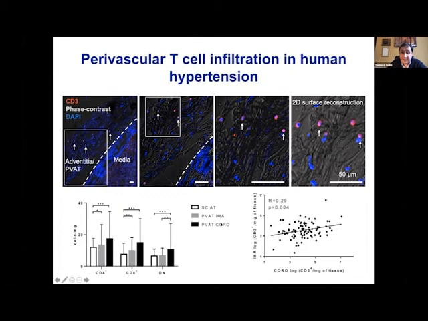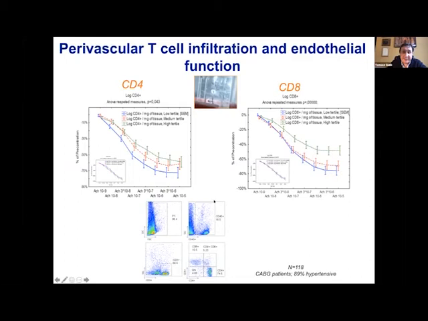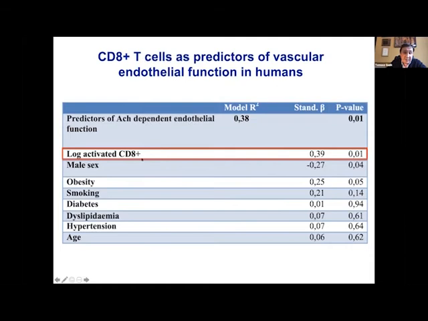And there are systemic regulators of this process because we see clear correlation between these cells in these two types of blood vessels. But what is particularly interesting is that patients with higher infiltration of particularly CD8 cells, so the cells that are activated in COVID-19, are showing a greater level of endothelial dysfunction. This remains significant after adjustment for major factors that could affect development of endothelial dysfunction. So immune cells present in the perivascular space can indeed mediate development of endothelial dysfunction.